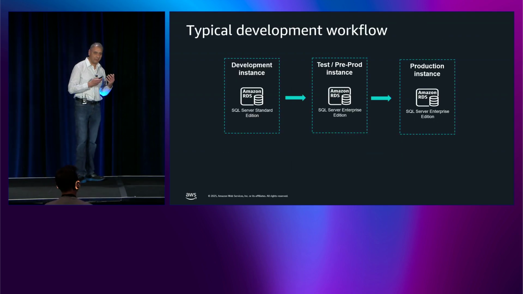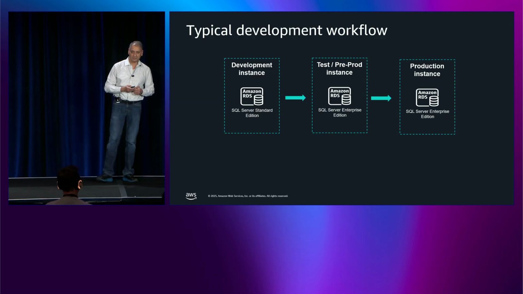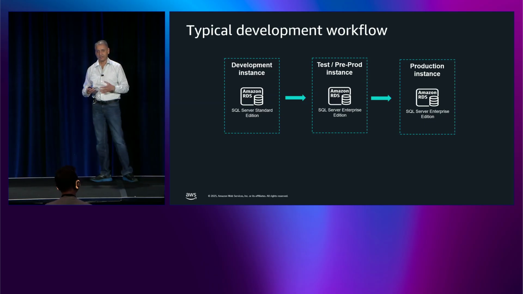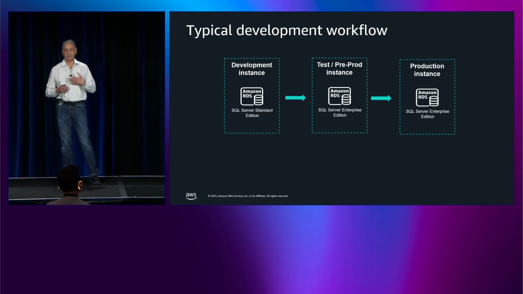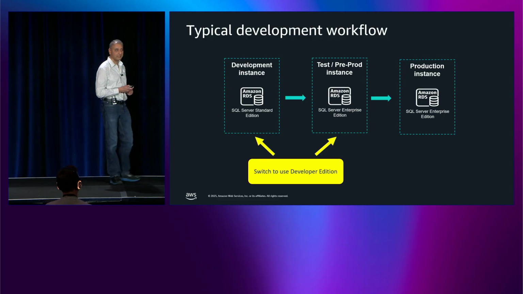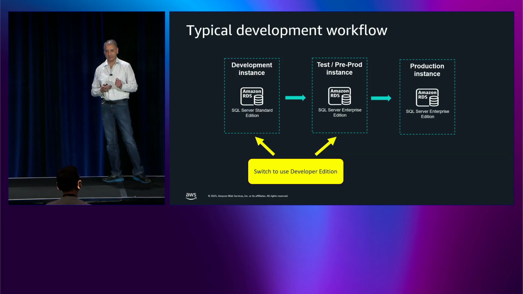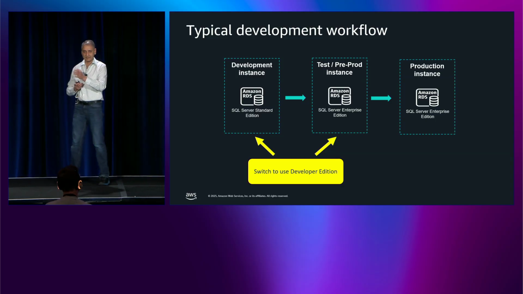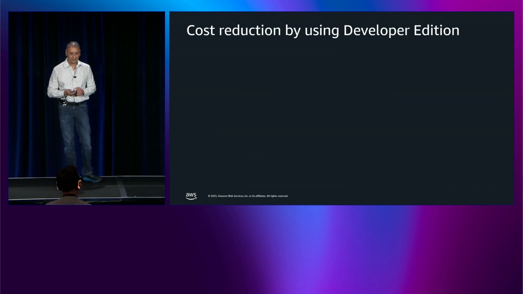When we see most development environments, most developers have a dev environment where they build new applications. You often have a test environment or a pre-production environment where you bring in all your applications and do performance testing, application testing. And then you have production instance where you're running your production workloads. In this case, you can now start to switch to using Developer Edition for all your development and test instances, and use the standard or enterprise only for your production instances.